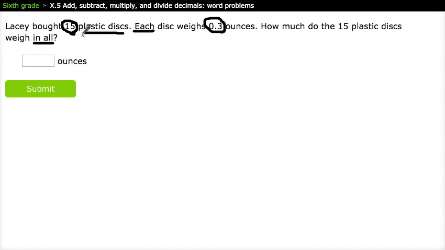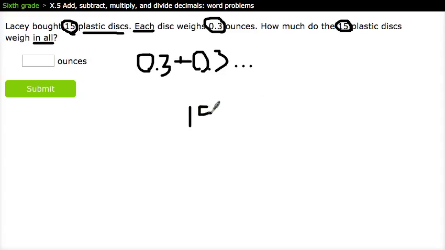I see that Lacey bought 15 plastic discs. Each one weighs 0.3 ounces. We're trying to figure out how much all 15 of those discs weigh. So we're going to have to add 0.3 plus 0.3, so on and so forth, 15 times. That's the same thing as multiplication. So I know that in this problem, I want to multiply. So I do 15 times 0.3.